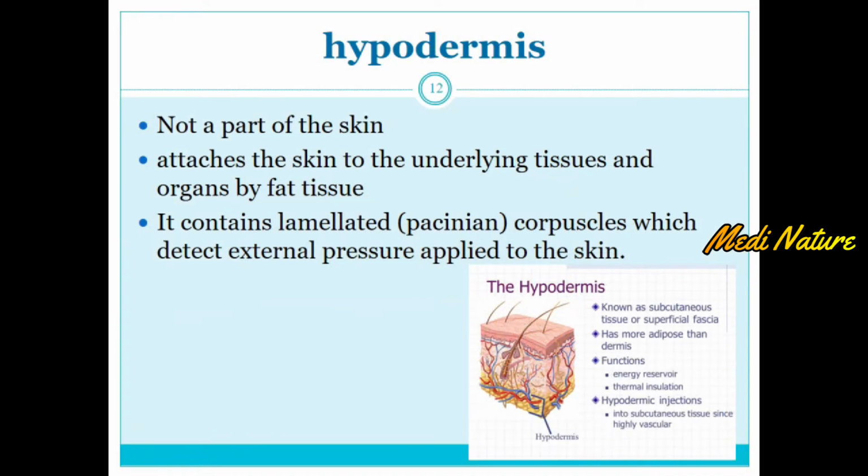Hypodermis is not a part of the skin. It is just a layer of tissue which attaches the skin to the underlying tissues and the organs by a fat tissue. It contains Pacinian corpuscles which detect external pressure applied to the skin. So, this hypodermis is also known as subcutaneous tissue or superficial fascia. It contains more adipose tissue than dermis, and also the major functions of hypodermis are to act as an energy reservoir and also as a thermal insulator.